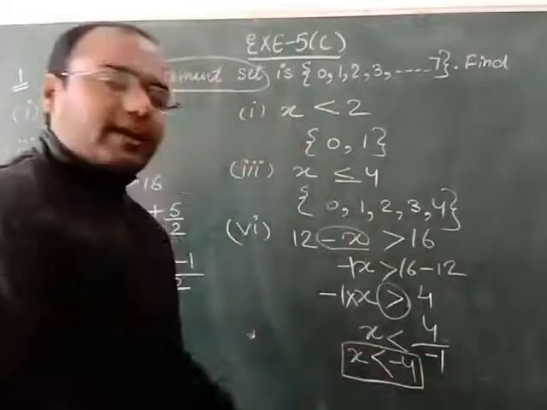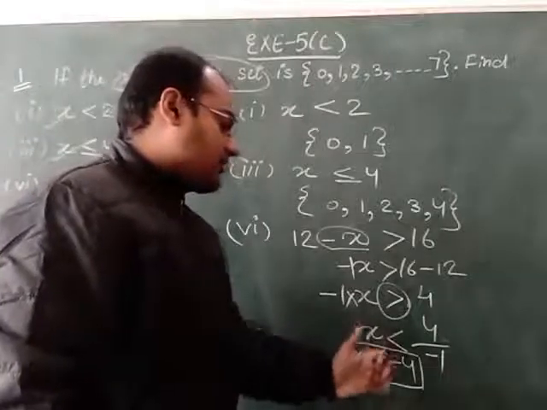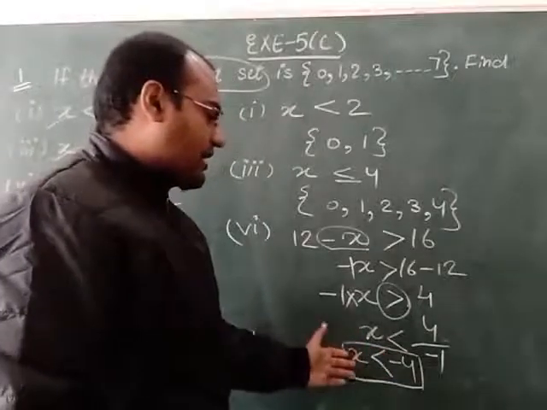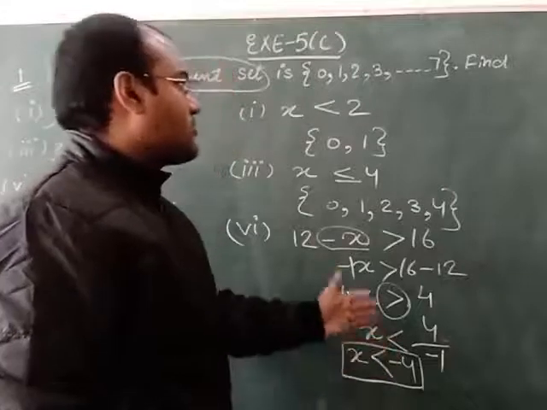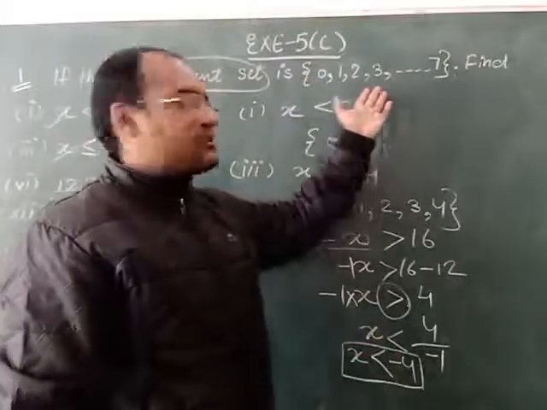Now we have to write the final answer. Final answer, x less than minus 4. We have to write x less than minus 4. So here you will observe no number is there which is less than minus 4.